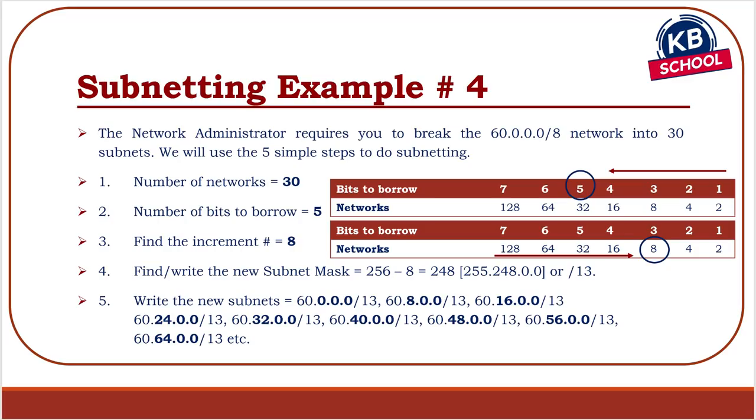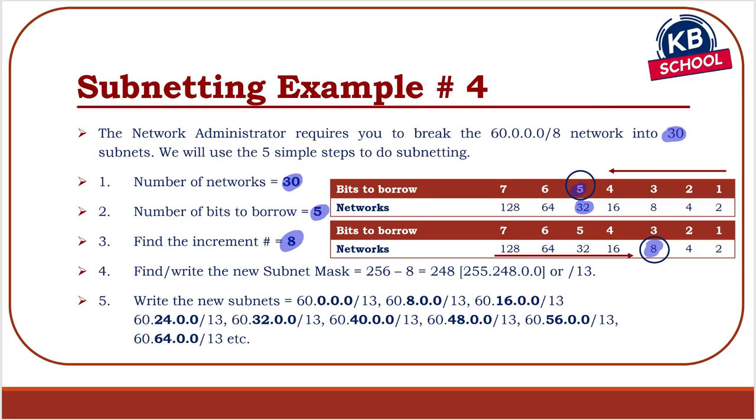So for example, in this particular requirement, I need to break down the 60 network over here into 30 new subnets. Now, using the same formula, the same steps that I talked about earlier on, we'll use the 5 simple steps. 30 networks. How many bits to borrow? 30 will get me here based on 32, so 5 bits to borrow. Now that I know I need to borrow 5 bits, find the increment by moving from left to right 5 times. 1, 2, 3, 4, 5. So that's 8. Nothing has changed so far.